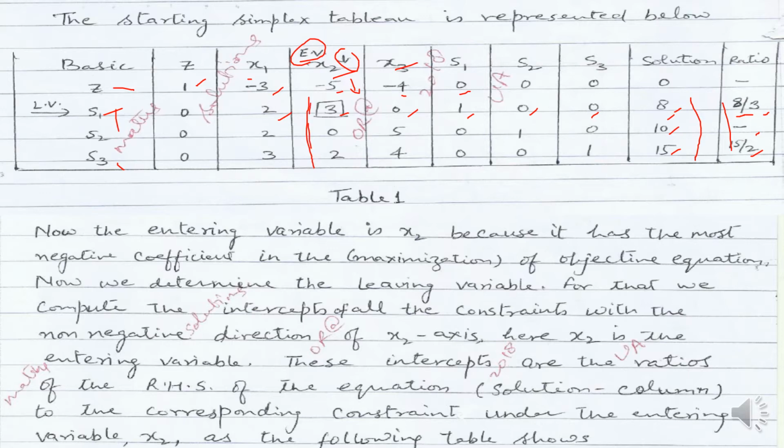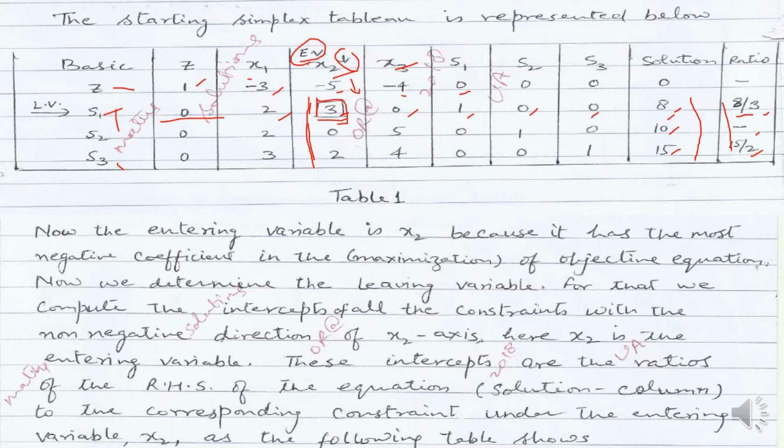Now the intersecting element of the pivot column and the S1 row, which becomes the pivot row, is the pivot element. This is 3. 3 is the pivot element. Now for further calculations, what will we do? We will divide this pivot row by the pivot element, that is by 3. So each element of the S1 row, that is 0, 2, 0, 1, 0, 0, will be divided by 3.